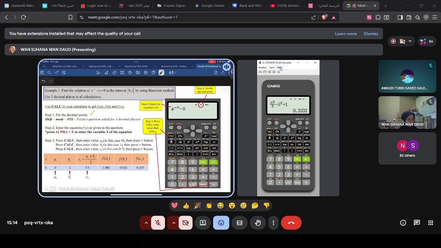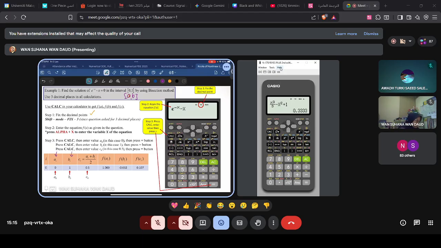You have to remember for the bisection method, we need an interval to start your calculation. The first interval will be the value of a and the value of b. As you can see, I have a table here with a and b. Before you start the calculation, you have to make sure you have this interval. If you don't have this interval, you have to find it. All right, let's proceed.